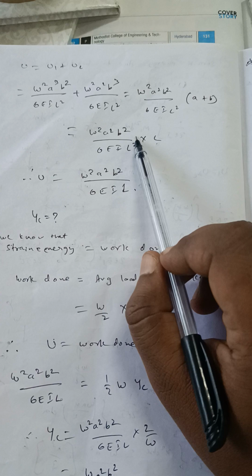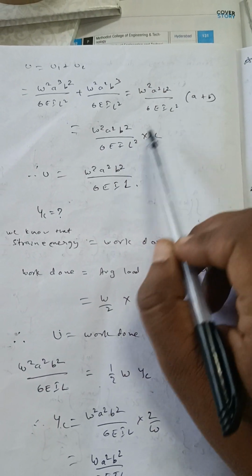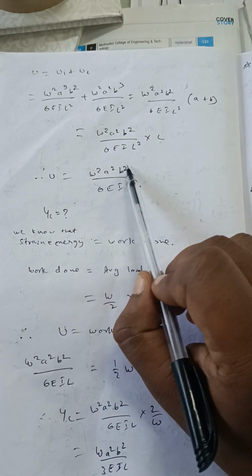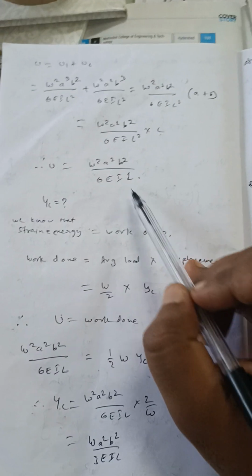If I add this and simplify, A plus B means nothing but L, so L gets cancelled. U equal to W square A square B square by 6EI L. This is the strain energy.